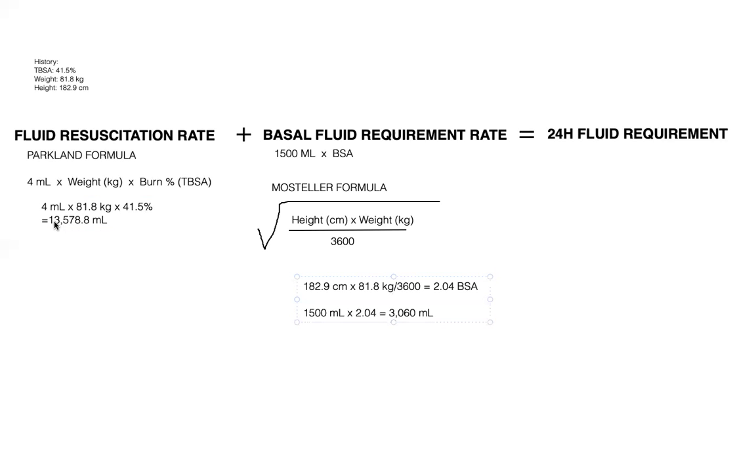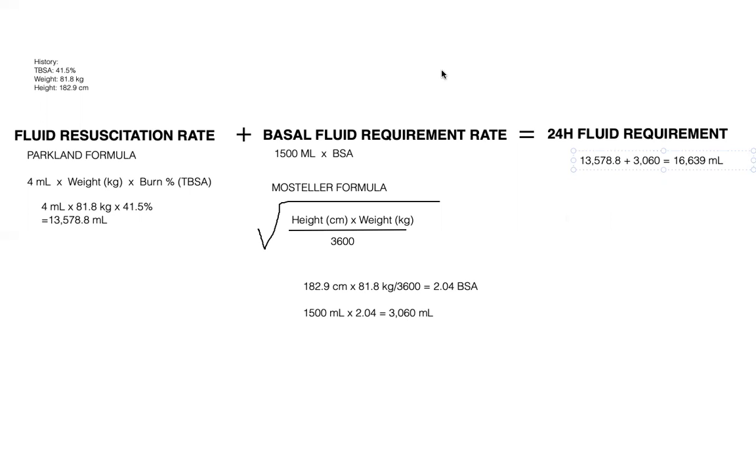Then we're going to take this number, I guess I can use my fancy pointer here, we're going to take this number and this number and add them together. That's going to be your 24-hour fluid requirement. So you're going to say 13,578.8 plus 3,060, which will give you 16,638, 639, I guess, because it's 0.8. That will be your total fluid requirement for 24 hours.